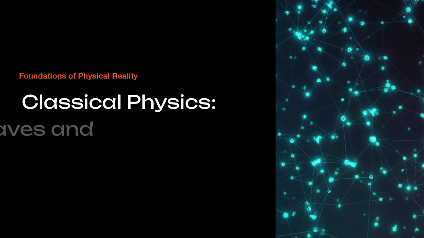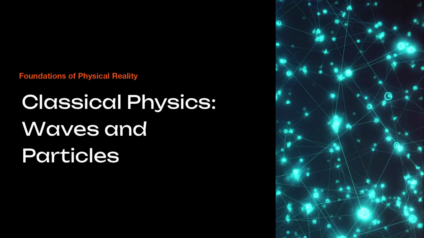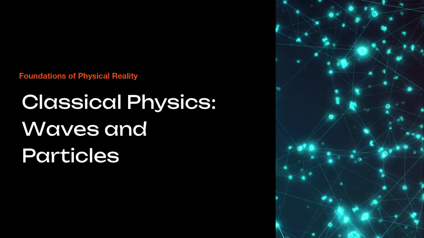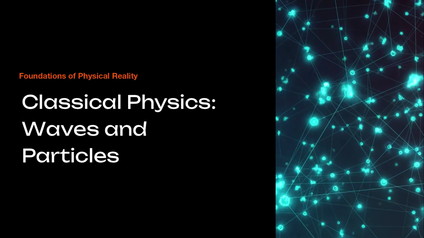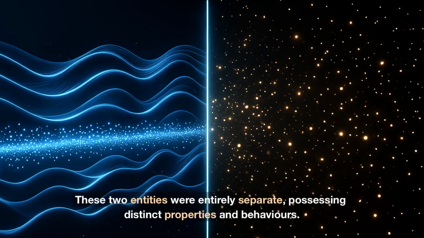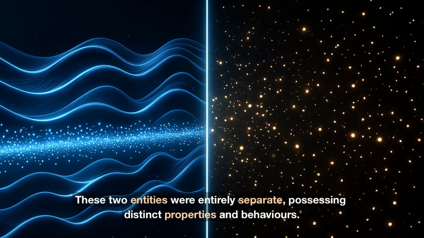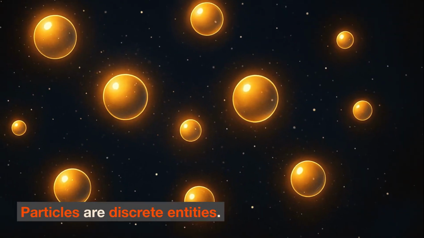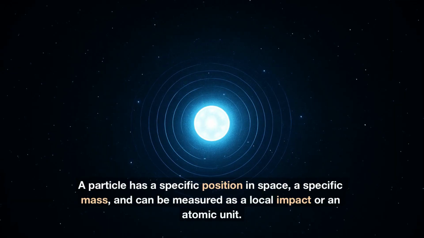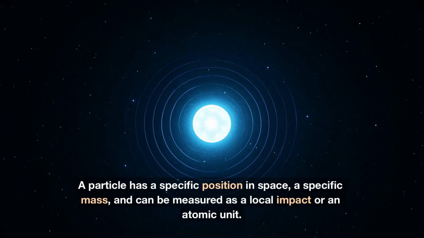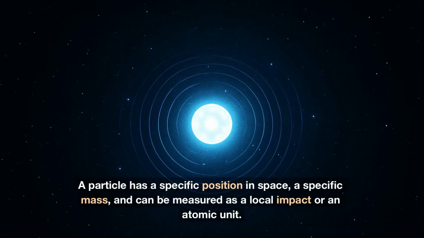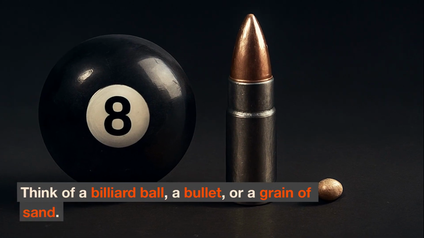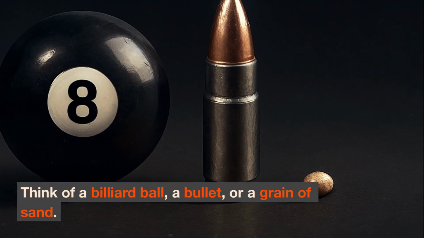In classical physics, the world as we perceive it daily, described by scientists like Newton and Maxwell, nature was strictly divided into two clear categories: waves and particles. These two entities were entirely separate, possessing distinct properties and behaviors. Particles are discrete entities. A particle has a specific position in space, a specific mass, and can be measured as a local impact or an atomic unit. Think of a billiard ball, a bullet, or a grain of sand.